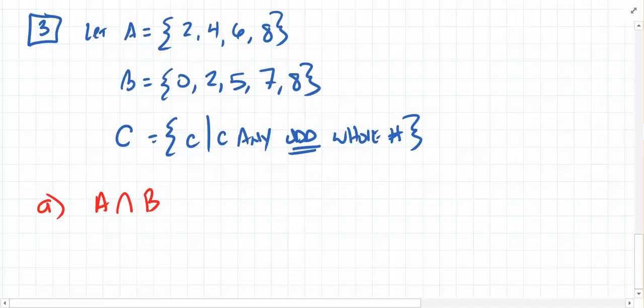Go ahead, tell me what it would be. 2 and 8. Only just 2 and 8. Yes. Does everyone agree that's only 2 and 8? That's what's in both? What's common to both? Only 2 and 8. Okay, let's do B.